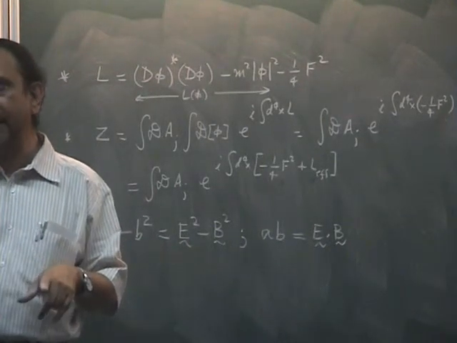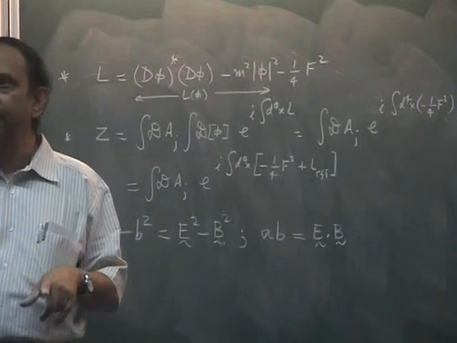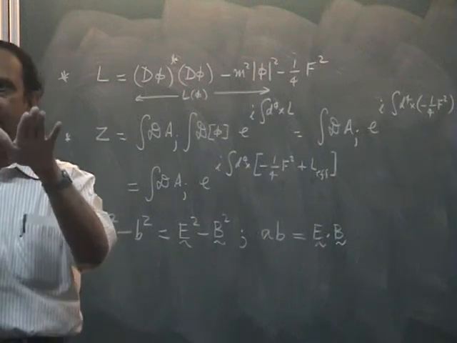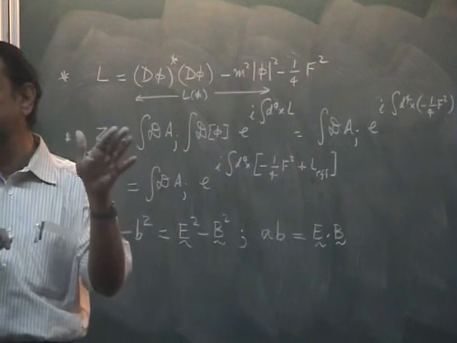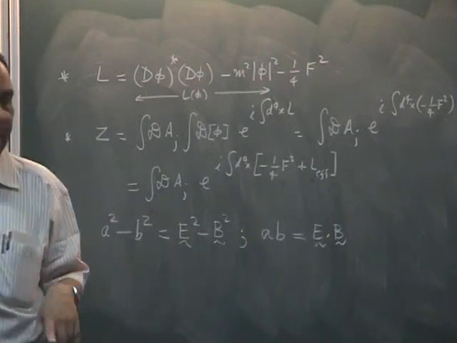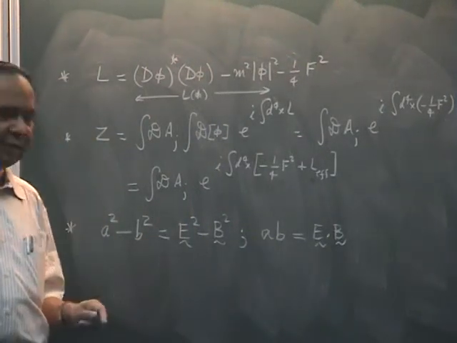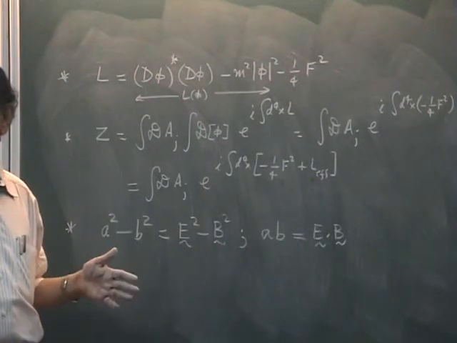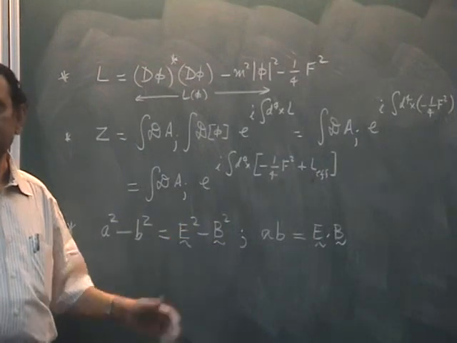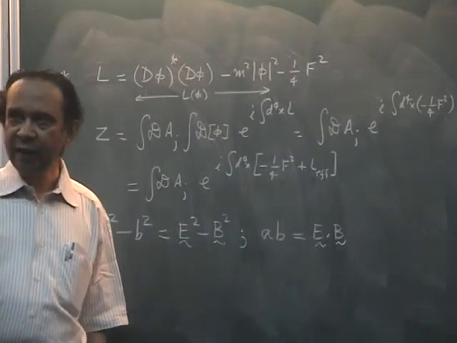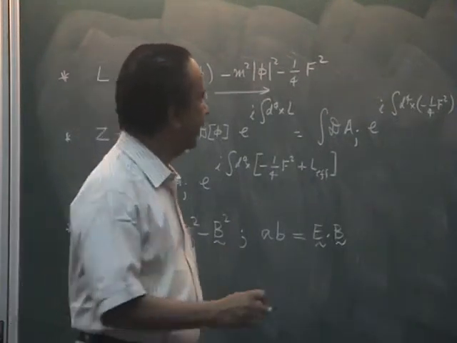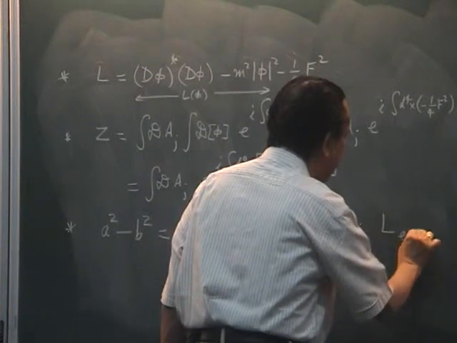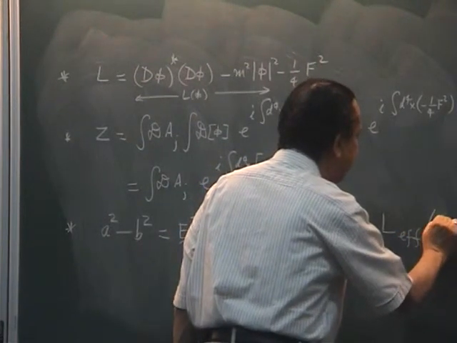You boost in a direction along E cross B, because E cross B is the direction of the momentum flux of the electromagnetic field. If you move in that direction, there will be no momentum flux. You can neutralize it and you can have E and B parallel to each other. So if E and B are parallel to each other, something nice happens. You can immediately solve this by inspection. a is equal to E and b is equal to B. Okay? So what we will do is that we will work in a frame in which we will compute L effective as a function of E and B.